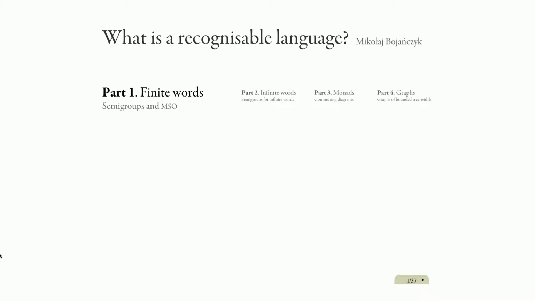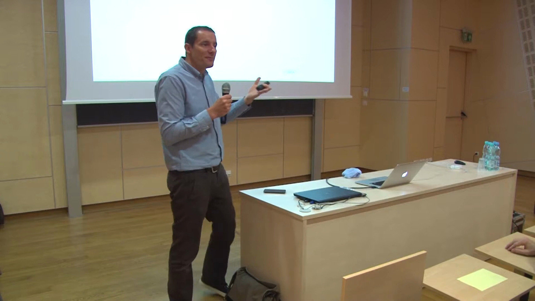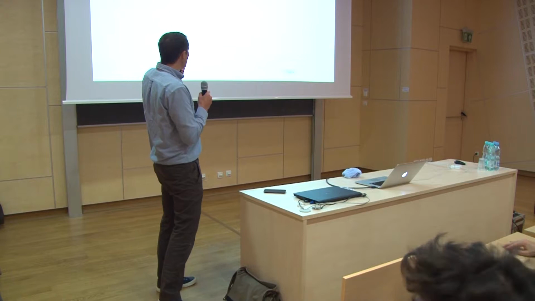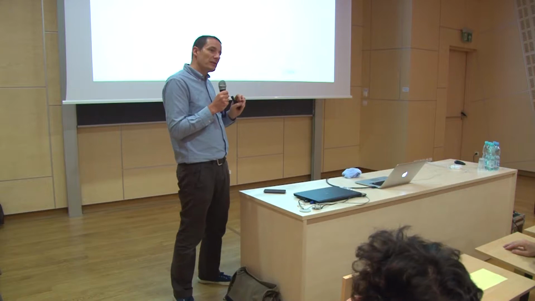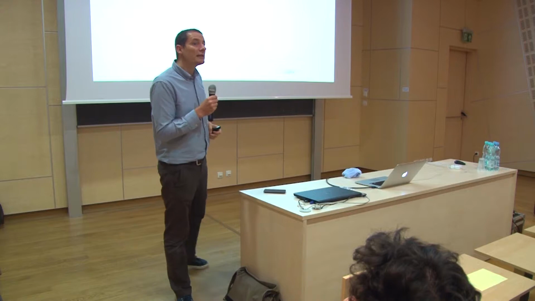So the lecture will have, so recognizable in the title, it means recognized by some kind of, well, recognizable is a vague word. It could mean anything. Slightly more specifically, it means recognized by a finite device, and even more specifically, so that would still cover recognized by an automaton, but I will use it in the sense recognized by a finite algebra, with a wide variety of algebras being allowed, and later on in the lecture, I will try to make it even more precise what that means in general.